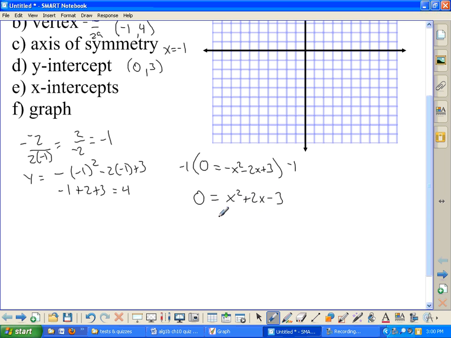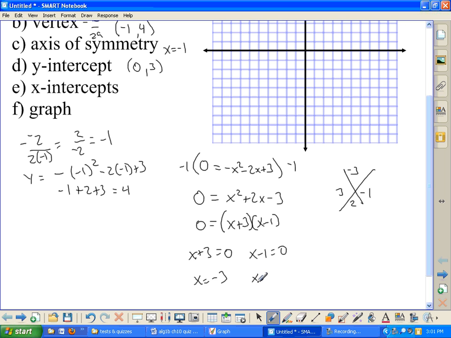So we can solve this by factoring again. If you would like to use your diamond, 1 times negative 3 on top, 2 on the bottom. Looks like a positive 3 times a negative 1, multiply to be negative 3, and add to be positive 2. So this means it factors into x plus 3, x minus 1. And if I set each of those factors equal to 0, x plus 3 equals 0, x minus 1 equals 0, I get either x equals negative 3 or x equals positive 1. So those are my x-intercepts at negative 3, 0, and at 1, 0.